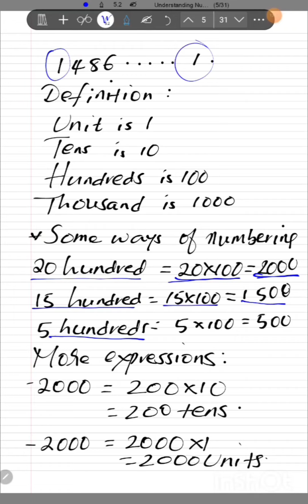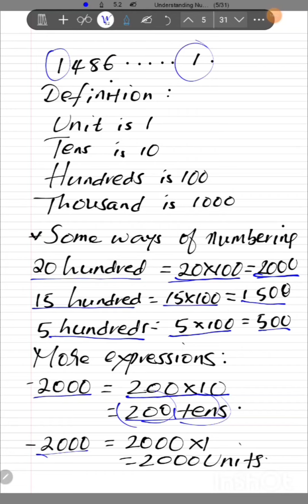What about 500? It is just 500. What about 2000? 2000 can be 200 tens. Sometimes a question may be how many tens we have in 2000. Just put 10 separately here: 200 times 10. 200 tens we have in 2000.